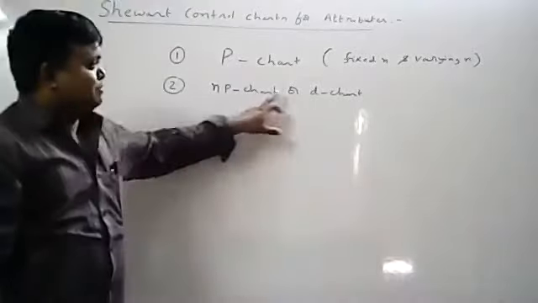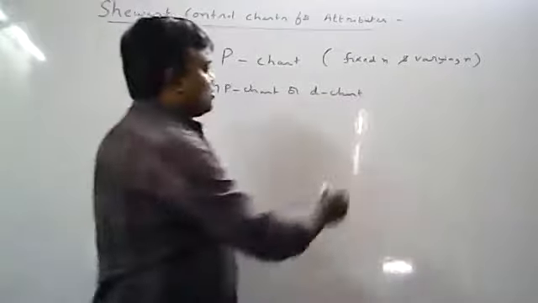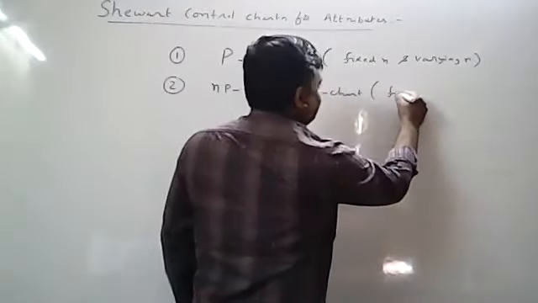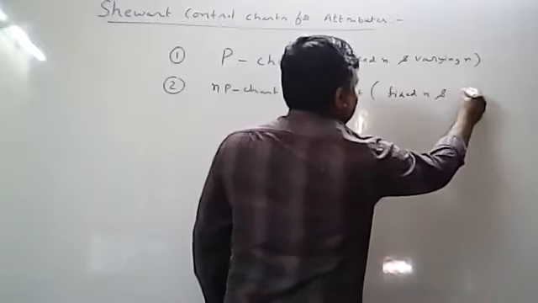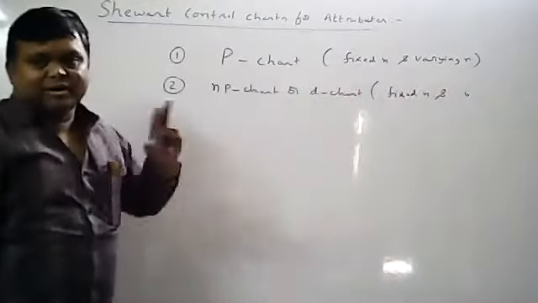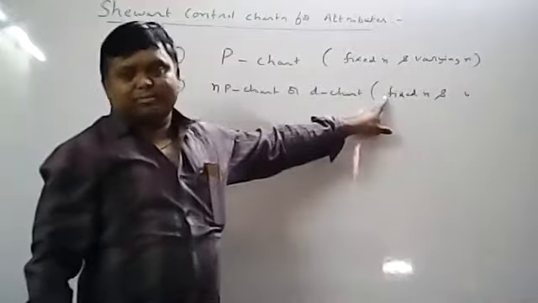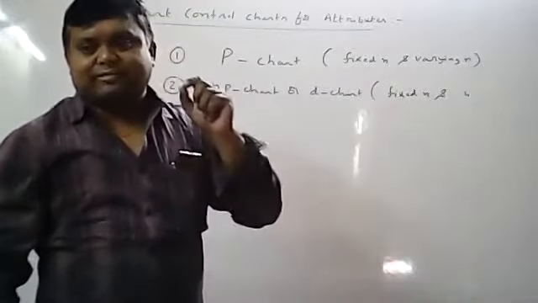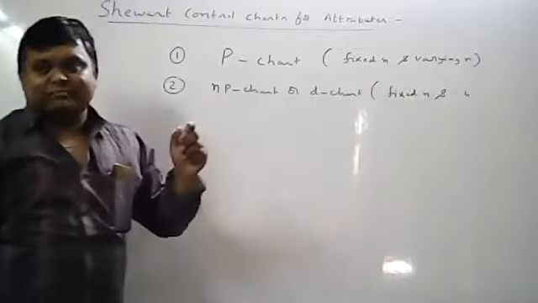Number of defectives means NP chart or D chart. In this also two procedures will be there: fixed N procedure as well as varying N procedure. If you did not mention anything, always write fixed N procedure. If you specifically mention varying N, then only you can write varying N procedure.